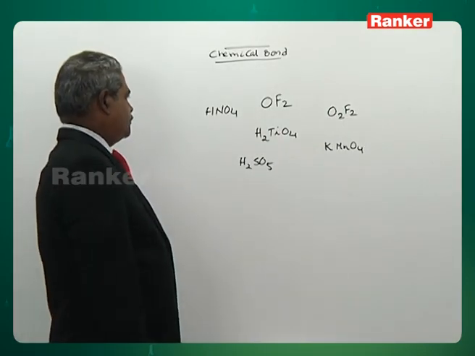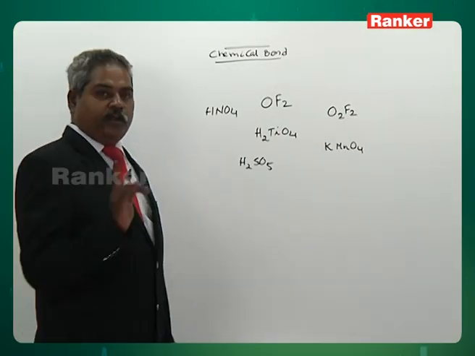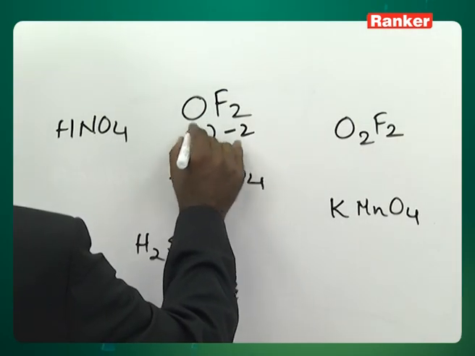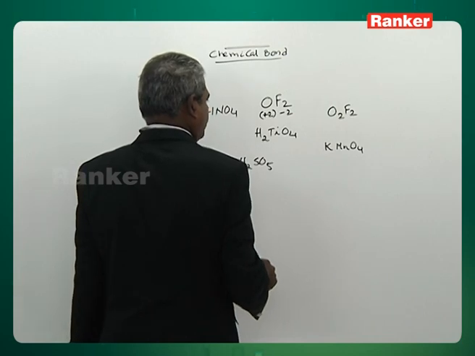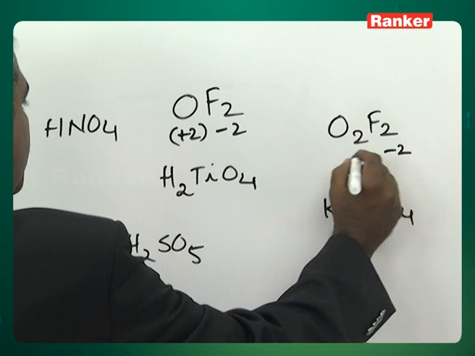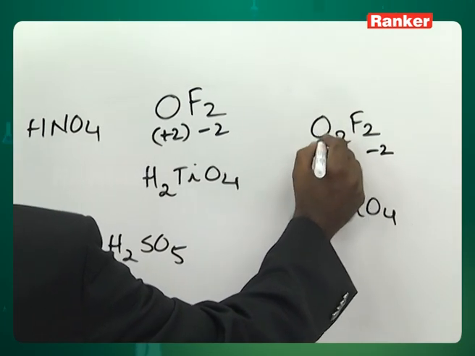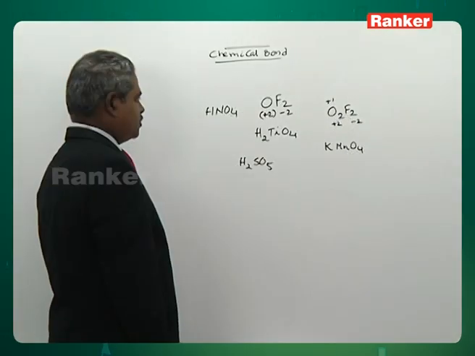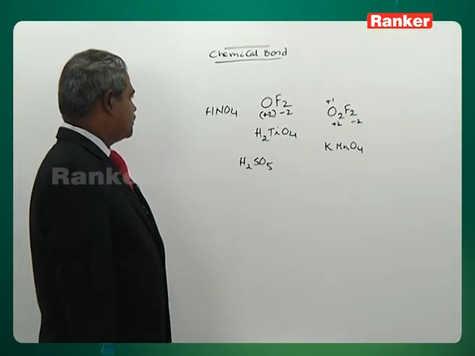OF2. Who will decide? Fluorine will decide. 2 fluorines minus 2, oxygen is made to be plus 2. O2F2. 2 fluorines minus 2, so the 2 oxygens together plus 2, each oxygen plus 1.